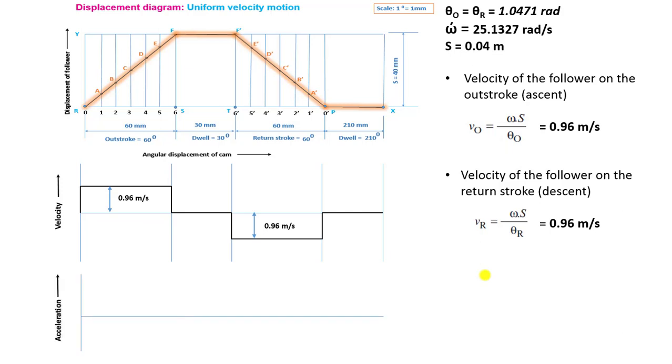Acceleration is rate of change of velocity with respect to time. As the velocity is constant, acceleration is 0 during outstroke, return stroke and dwell. But at start of the stroke, velocity is increasing from 0 to 0.96 meter per second with no time. That's why acceleration is infinite. Similarly, at the end of stroke, follower comes to rest from 0.96 meter per second within no time. That's why acceleration is infinite in opposite direction.